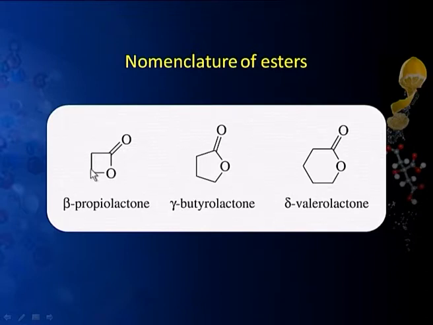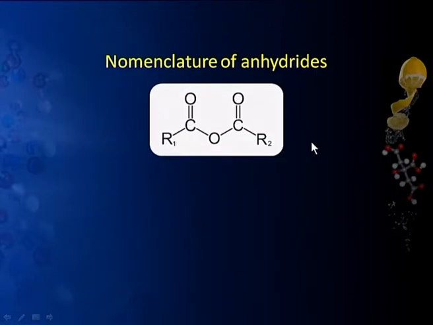So, this is alpha, beta, this is beta propiolactone, this is alpha, beta, gamma, a 4 carbon acid, gamma butyrolactone, this is alpha, beta, gamma, delta, and a 5 carbon acid called delta valerolactone. Then the nomenclature of anhydrides. Anhydrides, as I said, are obtained when OH is replaced by another acid molecule.